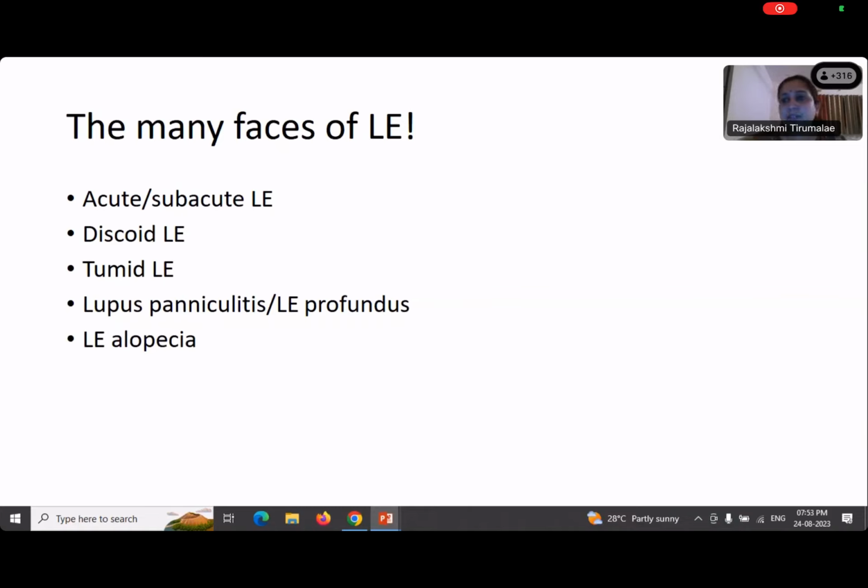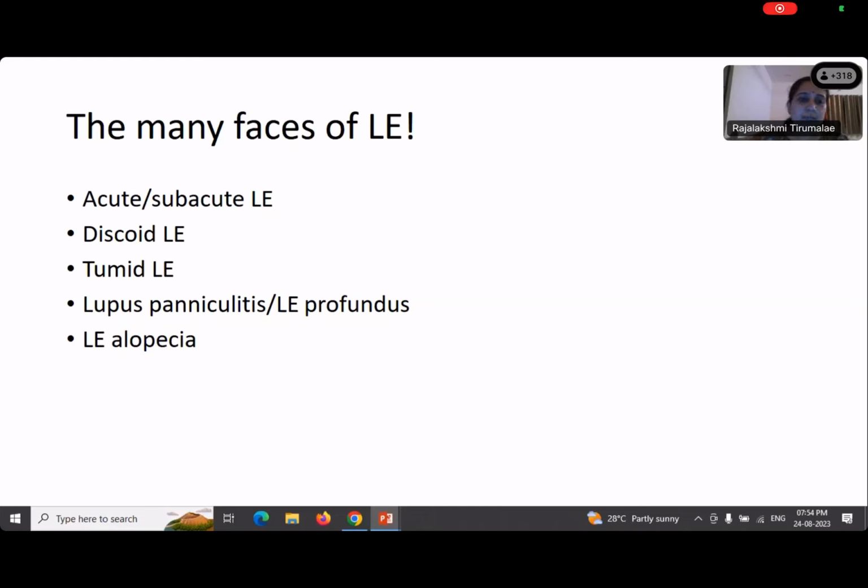And lupus erythematosus again is a great mimic. It has so many phases like acute, subacute LE, discoid lupus, tumid LE, lupus paniculitis, also called lupus profundus, and alopecia of lupus erythematosus. So it figures almost in every pattern. Although characteristically we describe it in the interface dermatitis, it can mimic a lot. And you have bullous LE also. I forgot to mention bullous LE. So it can mimic a lot of the patterns that you're looking at.